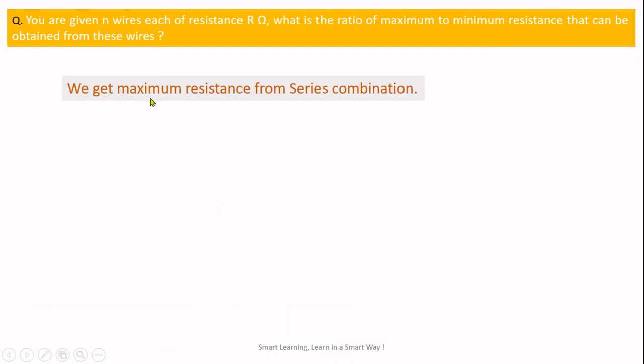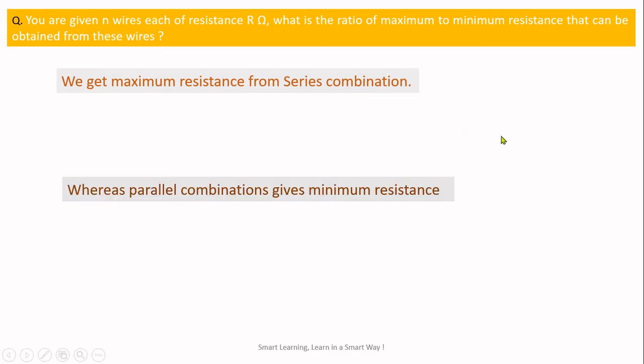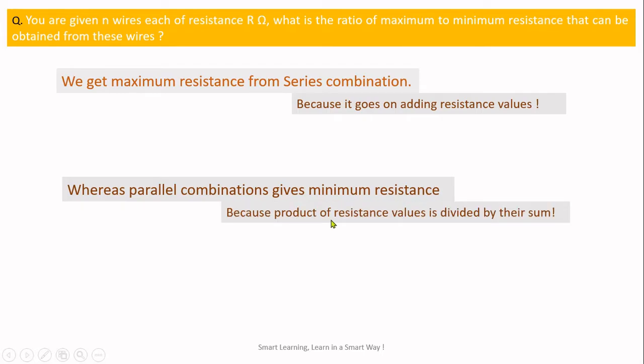We get maximum resistance from series combination. I have discussed it in a previous video, because in series combination it goes on adding resistance values, whereas in parallel combination we get minimum resistance, because the product of resistance values is divided by their sum.